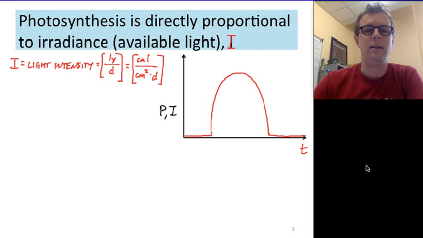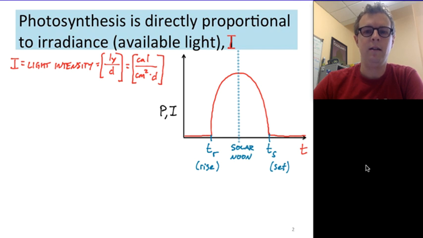So if we think about what a typical day looks like, it might plot something like this, where the y-axis would be photosynthetic activity or solar irradiance. So if this is a typical sunny day, the sun rises and sets, and Chopra uses TR and TS to denote time of rise and time of set. Just to get ourselves oriented, the peak of solar intensity is called solar noon.